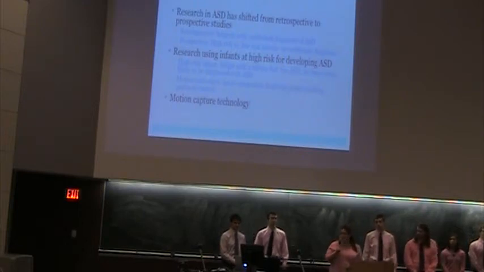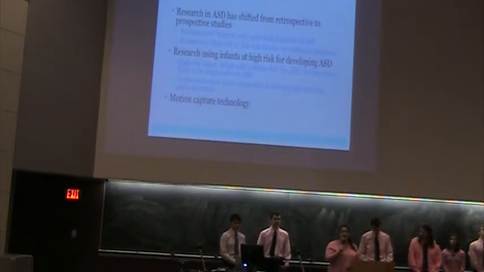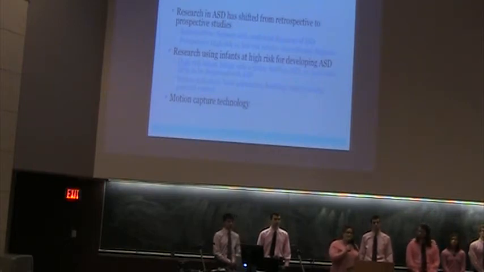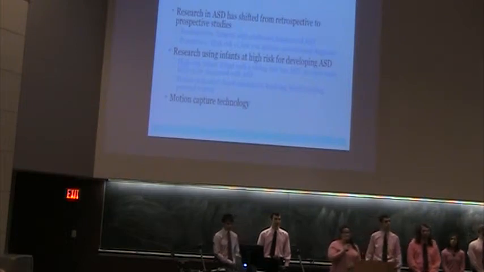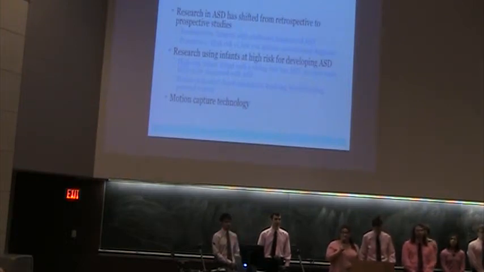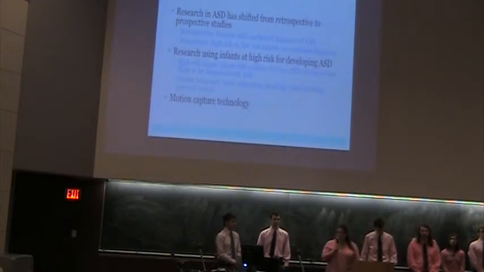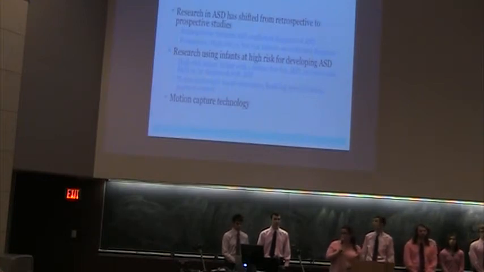A prospective study compares infants at high risk and at low risk for autism spectrum disorder, but these infants don't yet have a confirmed diagnosis. So our definition for a high-risk infant based on literature is an infant with an older sibling that has a confirmed diagnosis of ASD. These infants are 20 times more likely than low-risk infants to eventually be diagnosed with autism spectrum disorder.